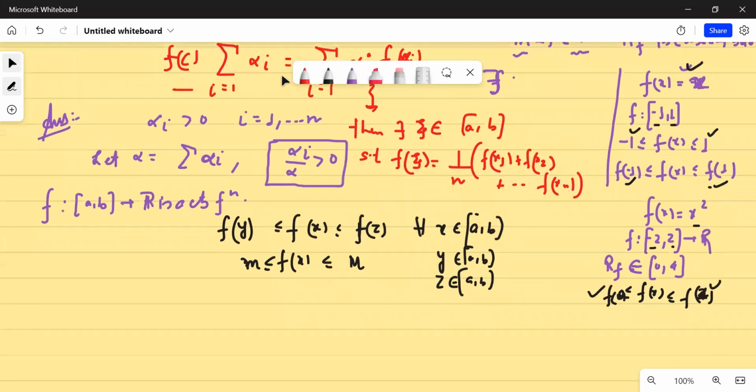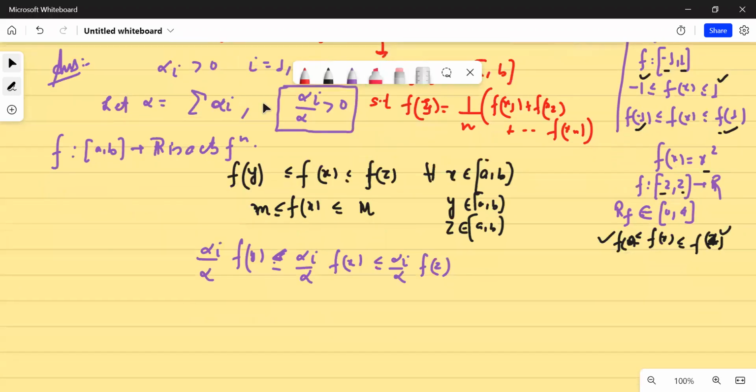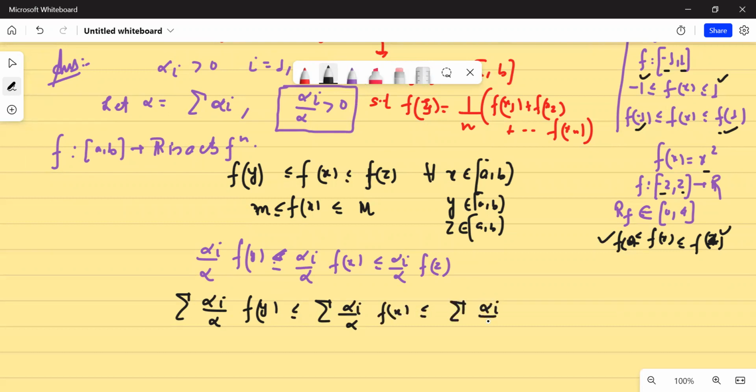So f x will attain maximum and minimum somewhere, and let us say that the maximum will be attained at some z and the minimum will be attained at some y. Is that clear? Now multiply both sides by alpha I divided by alpha. I multiplied here and multiplied here, alpha I upon alpha f x, and here also alpha I upon alpha f z. Is that clear? Take a sum over both sides: alpha I upon alpha f y will be summation alpha I upon alpha f x, and here also it will be alpha I upon alpha.